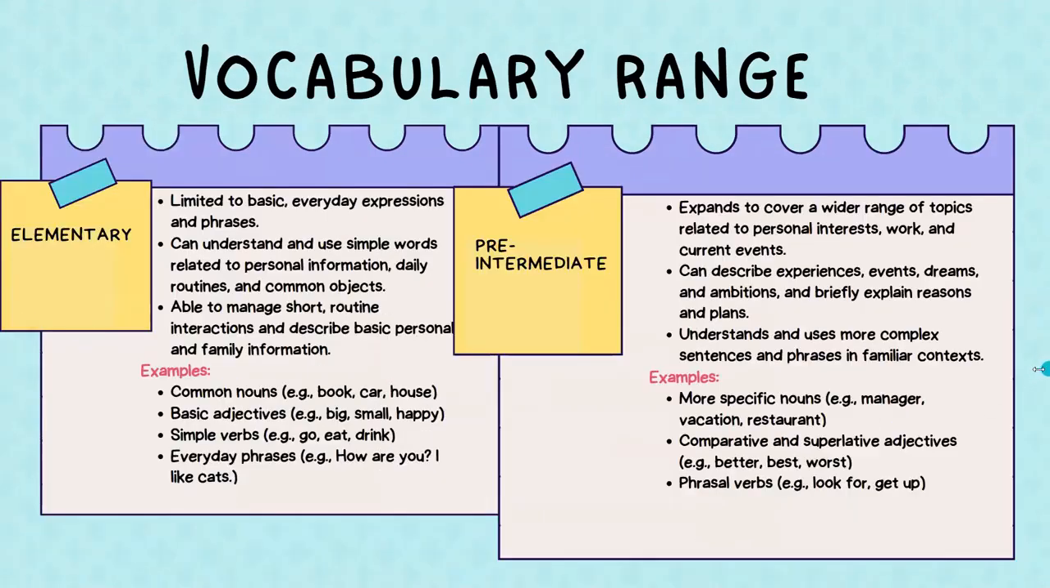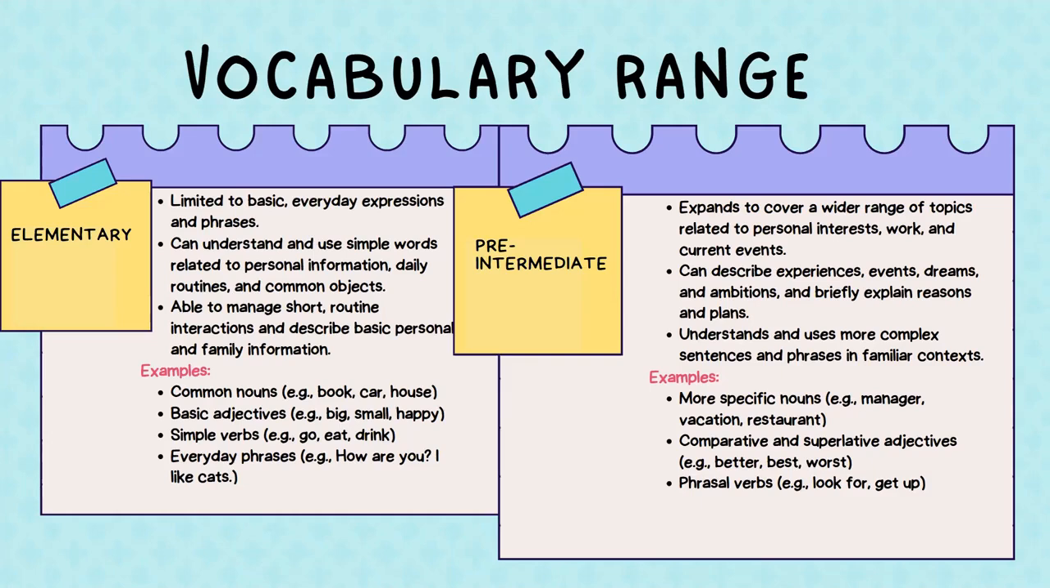So elementary level students have a very basic and very limited range of vocabulary, everyday expressions, and phrases. They can understand and use simple words related to personal information, daily routines, and some common objects. They are able to manage very short routine interactions, and they can describe some personal information and family information. These are common nouns, basic adjectives, simple verbs, and some simple everyday phrases.